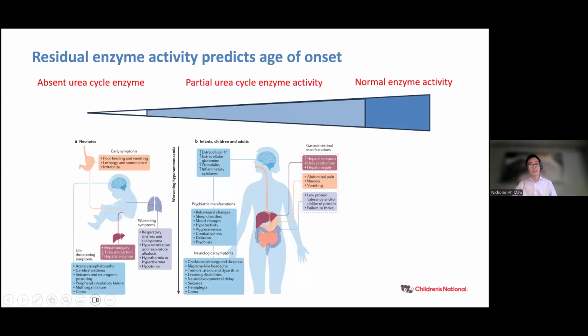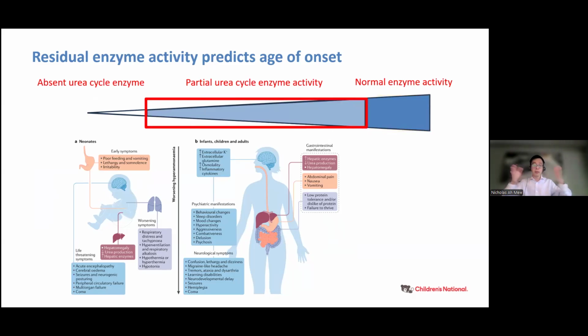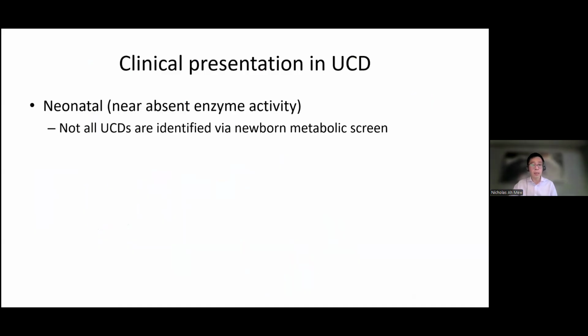Like with other metabolic disorders, there's a general rule: residual enzyme activity predicts the age of onset and the severity of clinical symptoms, right? So obviously, if you have no enzyme activity at all, then immediately as you're ex utero, you're going to start building up ammonia and potentially developing symptoms. If you have normal enzyme activity, you should have no symptoms at all. And then somewhere in the middle, and it's quite a broad range, if you have partial urea cycle enzyme activity, then that allows you to escape the newborn period without hyperammonemia. But then some confluence of events that may occur later may result in presentation. So again, in neonates, you have near absent enzyme activity.